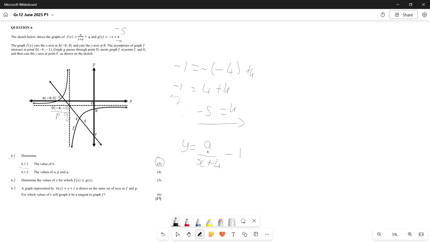So we're almost there, done solving. We just earned 2 marks. The value of p is positive 4, and the value of q is negative 1. And then it means we need one other point on this graph in order to solve for a. And we do. We have the value A equals negative 8 and 0.